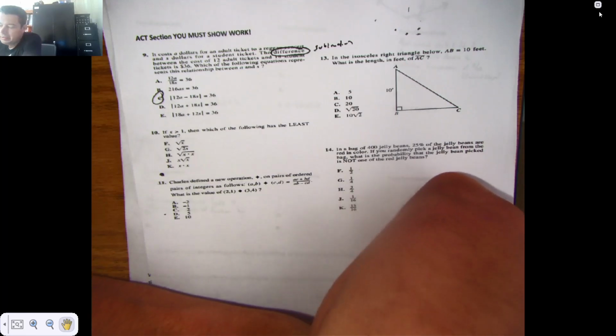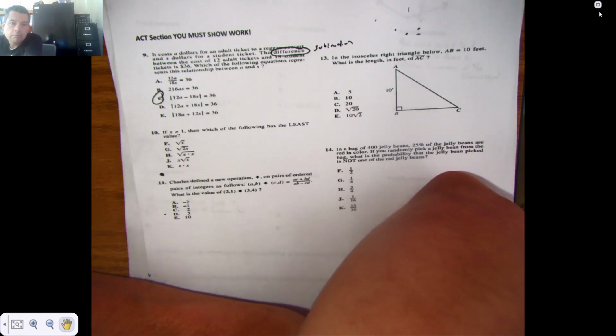Subtraction. That's really all there is to it. Key words. And that is the right answer. That's the right equation: 12 adults take away 18 student tickets. The difference is $36. It doesn't matter which one's more expensive or not. The difference is $36. So that was just knowing a key word.